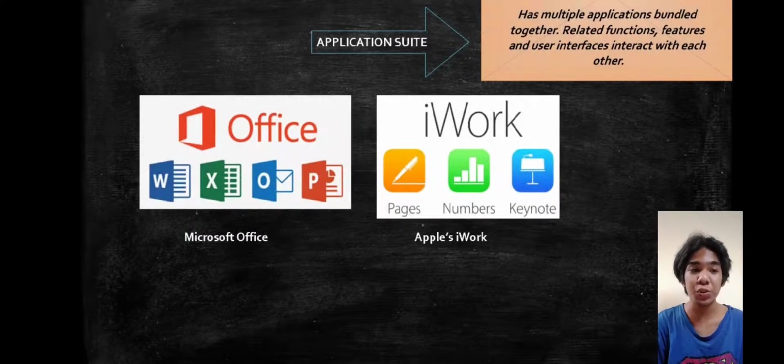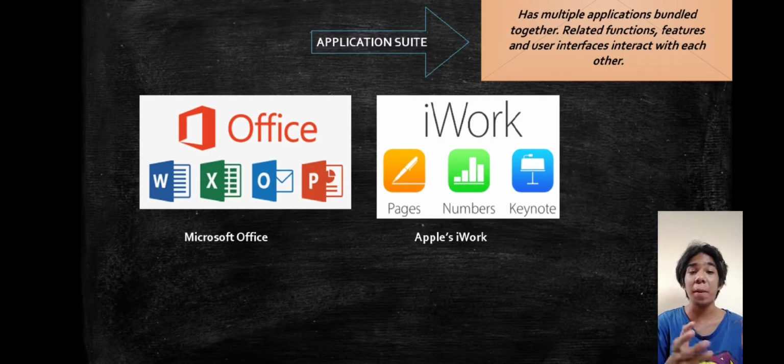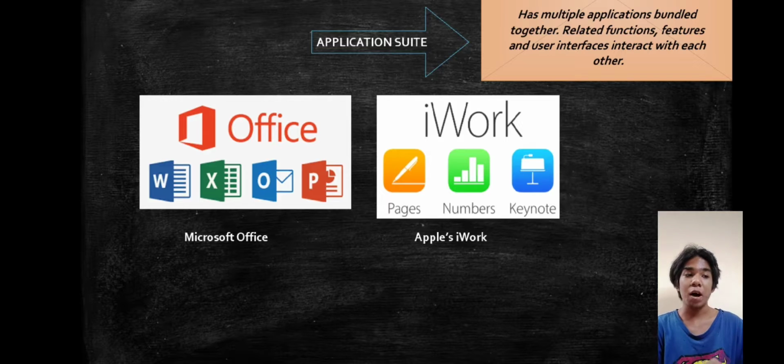First is the application suite. It has multiple applications bundled together. Related functions, features, and user interfaces interact with each other. Some examples are Microsoft Office and Apple's iWork. Microsoft Office is made up of Microsoft Word, Microsoft Excel, Microsoft Outlook, and Microsoft PowerPoint. While iWork is for Apple or Mac, and it has Pages, Numbers, and Keynote.